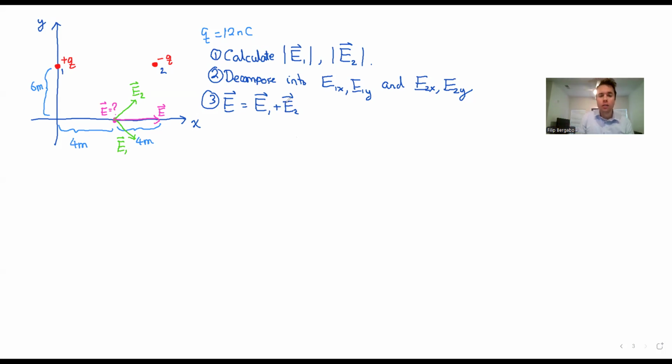Nice. And in order to add these two vectors, we can just write this as E1x plus E2x i hat plus E1y plus E2y, oops, y j hat. Right, that's just adding the x components together, putting them with i hat, adding the y components together and putting them with j hat, right? This is regular old vector addition, just using the unit vector notation. Okay, so let's go through the steps here.